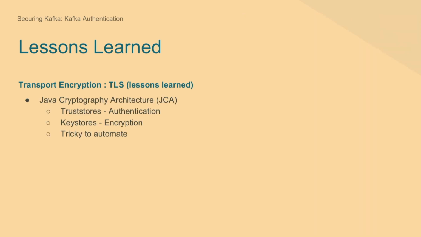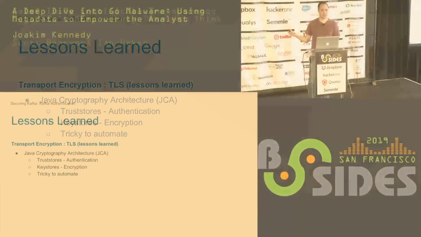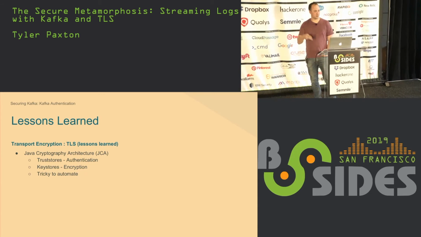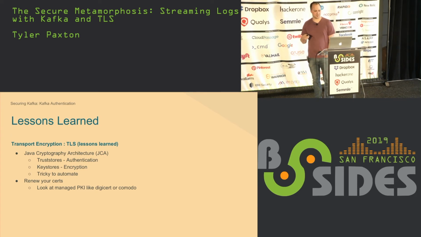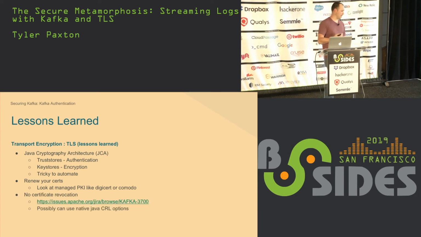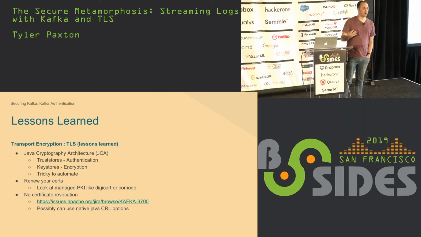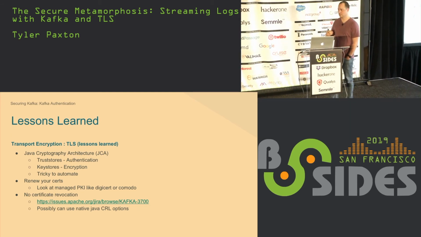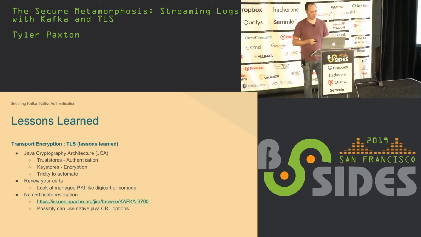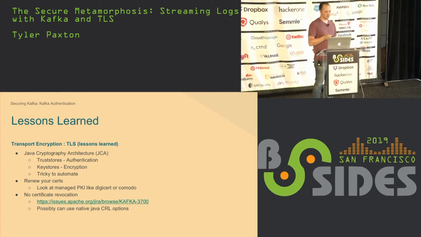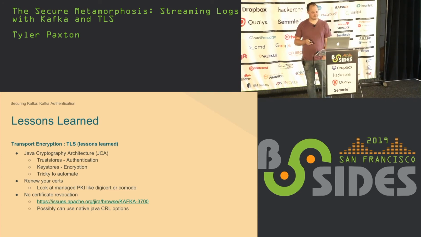Other things we learned is that this is just really tricky to automate. I'm doing it on one broker and just one consumer, one publisher, and you get a lot of keys. You're going to want to have some sort of PKI management. The other issue is that if you issue these certificates, there's no easy way to revoke them. There's nothing in Kafka to ensure that. So there are a couple of options outside of Kafka that you can pursue, such as using the native Java certificate revocation list.